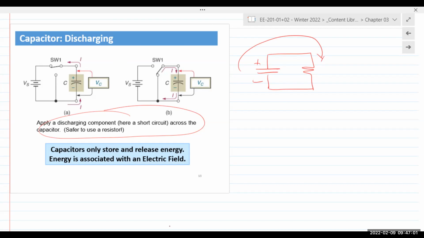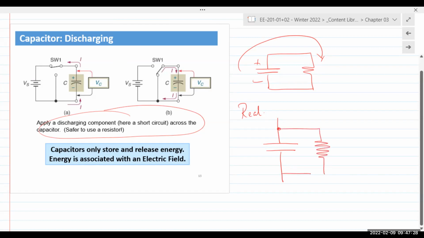Now, how does this relate to a real life capacitor? The real life capacitor, as I was saying, will have some finite amount of resistance for that insulator. Even though that insulating material prevents any electrons from crossing through, there will be some small leakage. And that is modeled as a resistor in parallel with that capacitor.